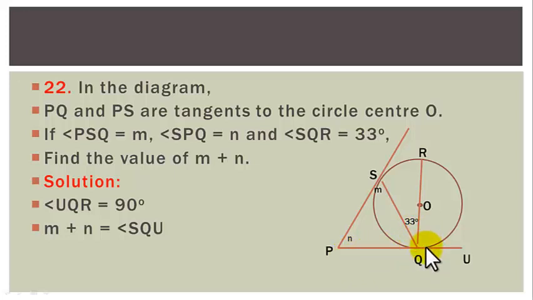This angle is the exterior angle of triangle SPQ. And the theorem says that the exterior angle of a triangle is equal to the sum of the two interior opposite angles. So M plus N is equal to the whole of this angle. Therefore, angle SQU is equal to 33 degrees plus 90 degrees, which is equal to 123 degrees.